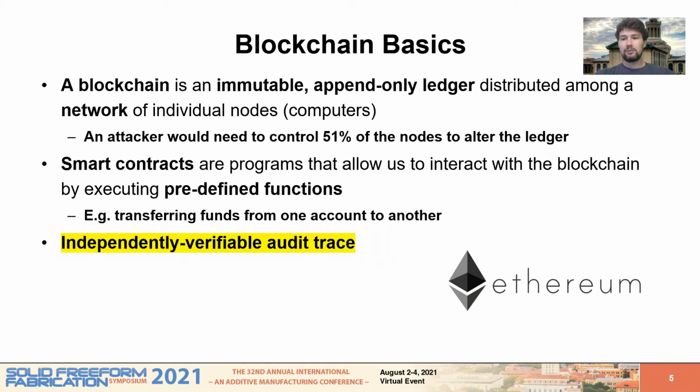And the AM supply chain, to its benefit and to its advantage, is meant to be pretty distributed. Sometimes there are different organizations that handle the designing, fabrication, post-processing, and those may all be different from end users and regulators. So we want all these parties to be able to independently verify this immutable audit trace through a public network.